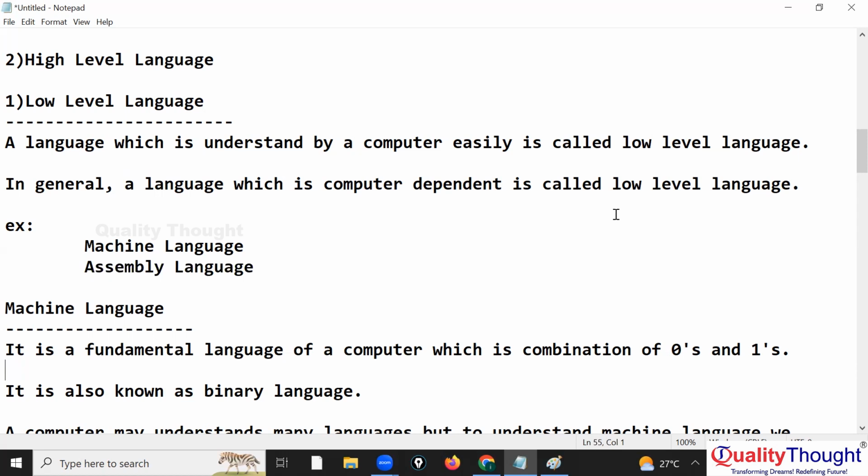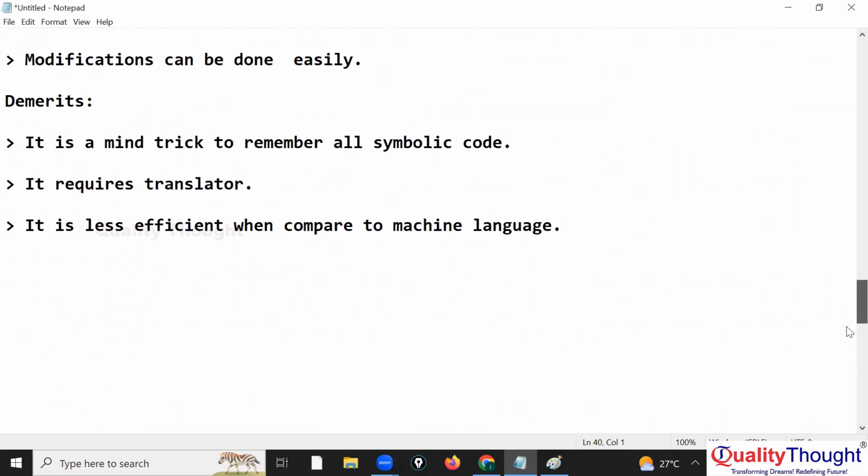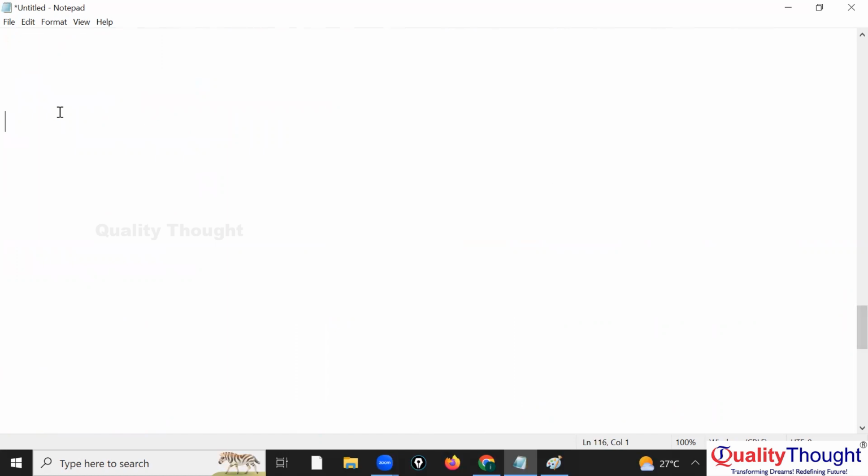So definitely now we need to go to the next one, that is known as high level language. Before we go to high level language, I want to tell you guys, I want to explain high level language. Before that, I want to discuss one interview question, because it's a job oriented program.